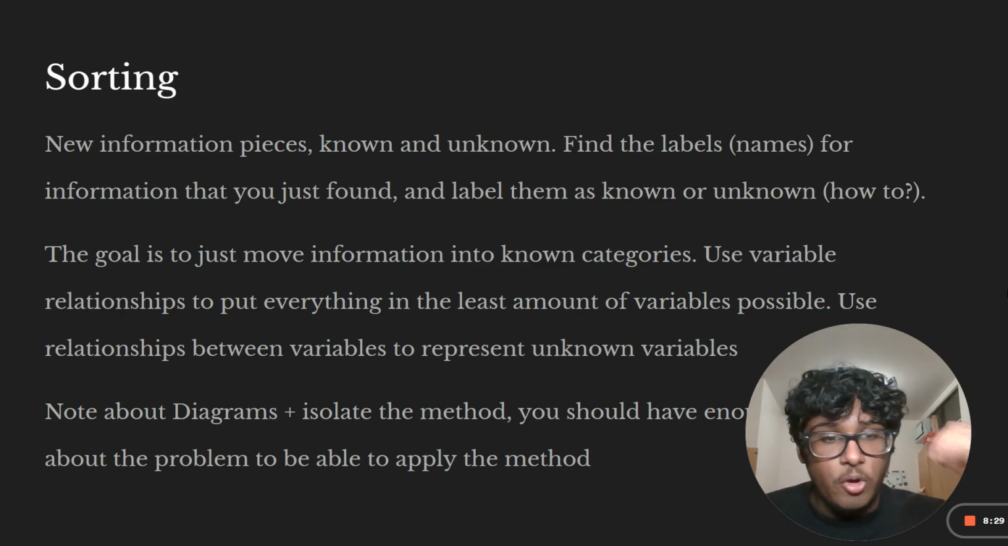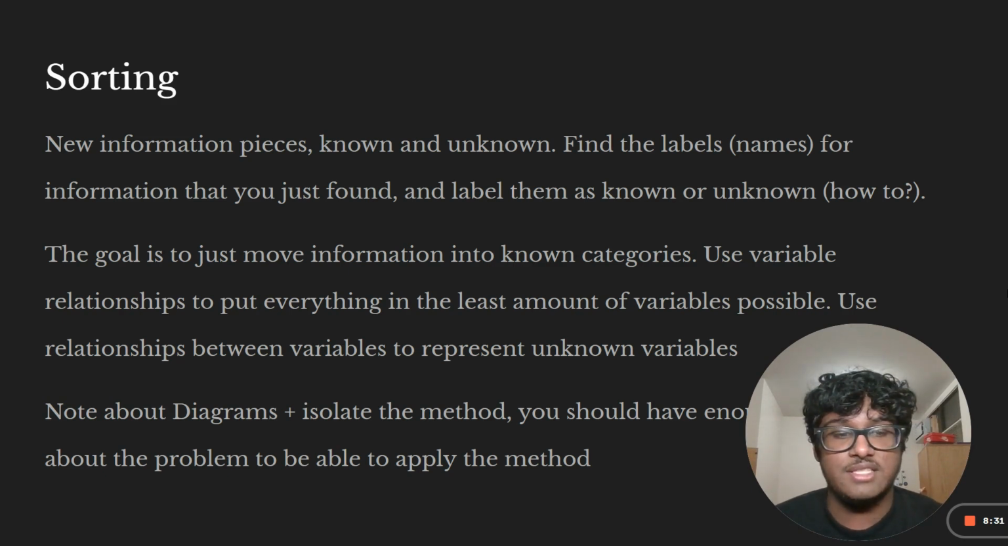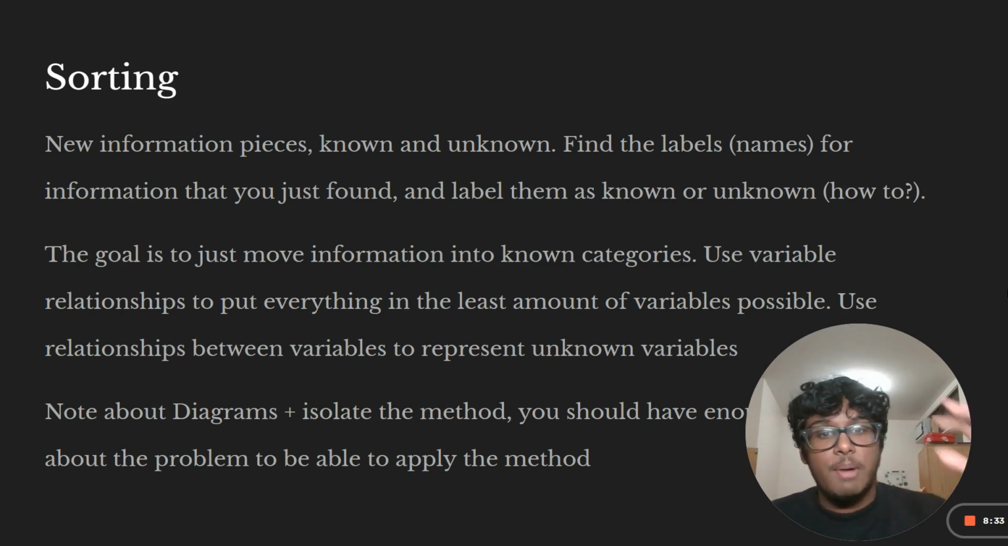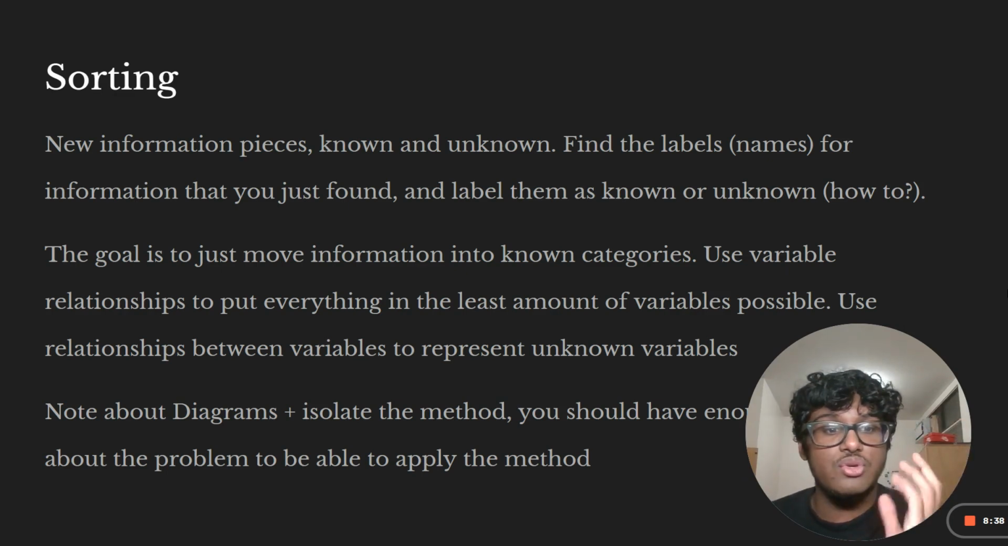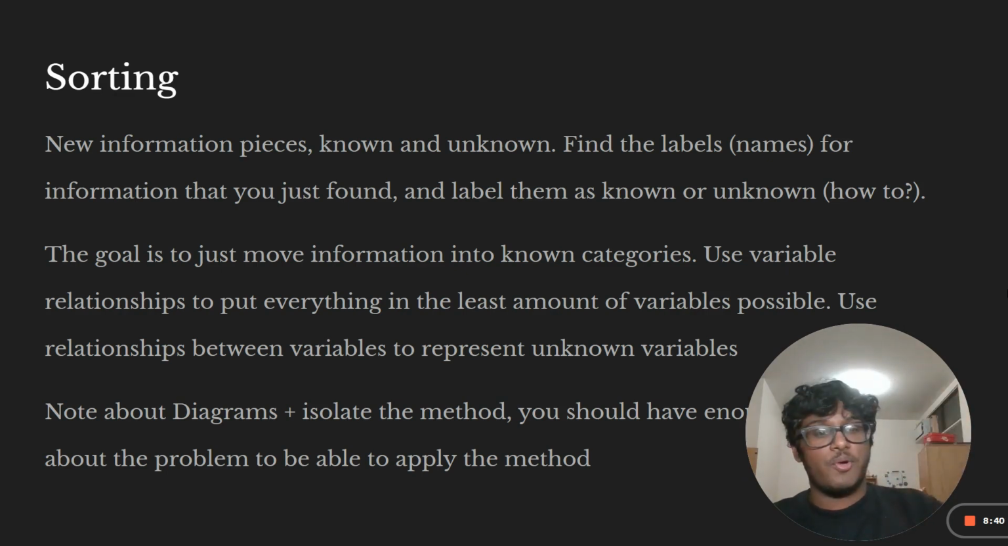So I referenced this in the last part, so I'm not really going to talk about it that much, but we need to use the least amount of variables possible. So do that same thing where you use the same variable to represent multiple concepts just by adding numbers and relationships to them, right? And that will represent unknown variables.